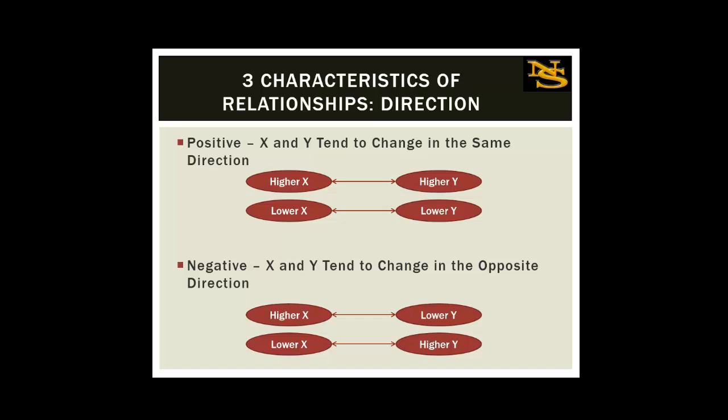Now, I've already alluded to direction, but here is an explanation of direction of relationships. If you have a positive relationship, that means that x and y tend to change in the same direction. So, as x increases, y increases. As x decreases, y decreases across all of your data points. If you have a negative relationship, that basically means that you have an opposite effect. So, higher scores on x tend to pertain to lower scores on y, and lower scores on x tend to pertain to higher scores on y.